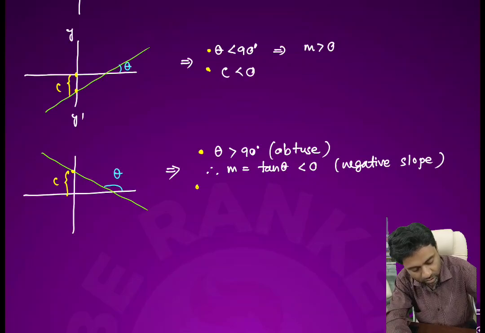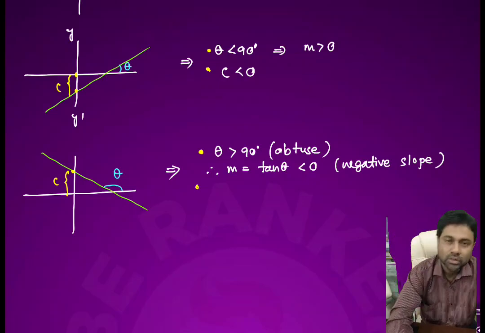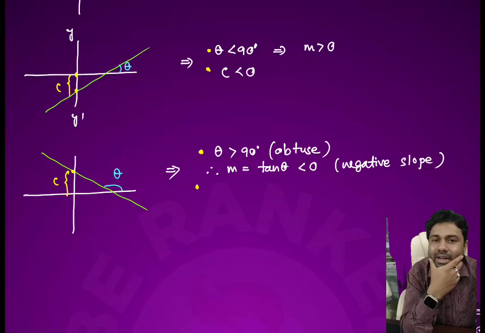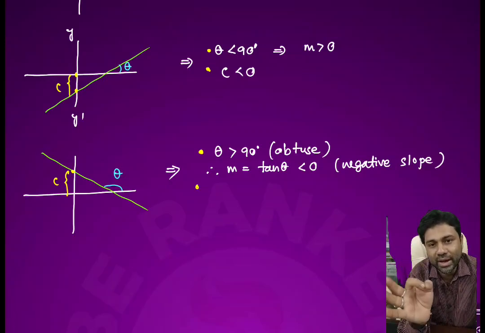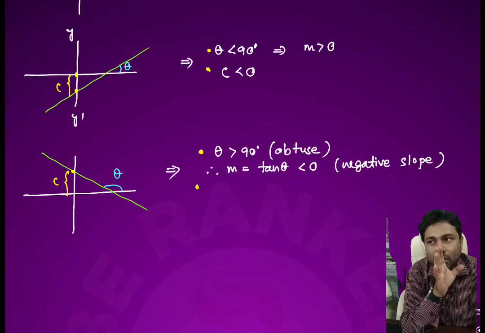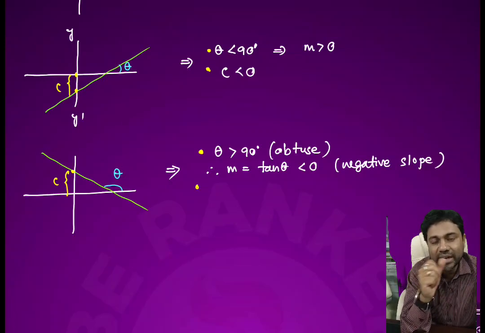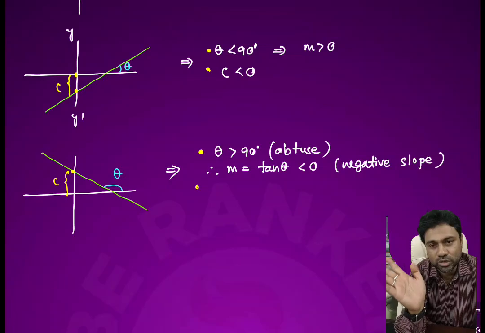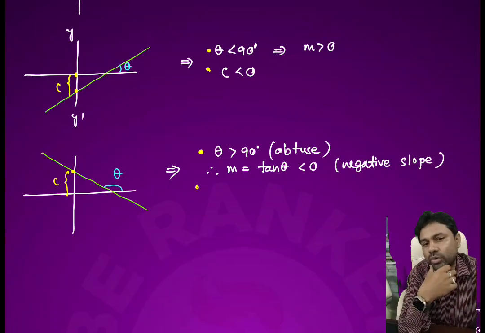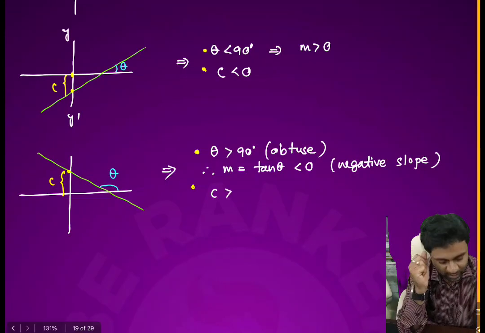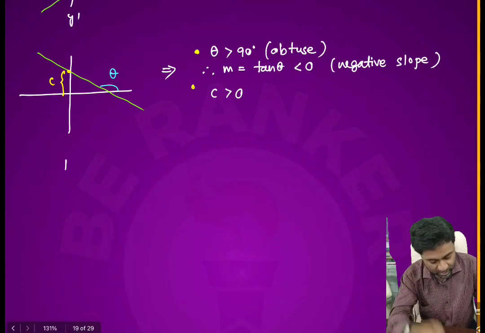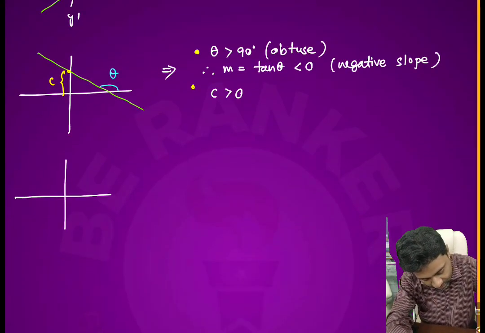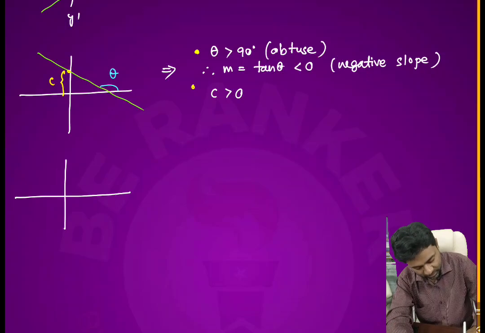These types of slopes are called negative slopes because when theta is greater than 90 degree, the angles lie in the second quadrant, and we know in the second quadrant tan theta is negative. All sine tan cos rule: in the second quadrant, sine and subsequently cosec are positive. All other t ratios assume negative values. So here the slope is negative, and the y-intercept c is positive. It's clear.